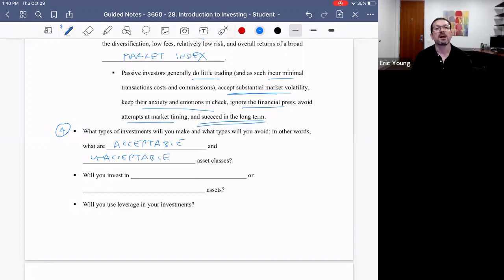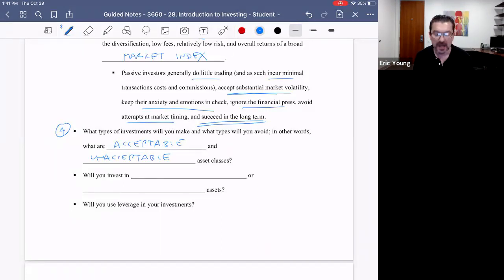Will you invest in individual stocks? Will you invest in currencies? Will you invest in Bitcoin? Will you invest in gold? Will you invest only in America or only in the developed world? Will you invest in emerging economy stocks? There's a lot of options out there.